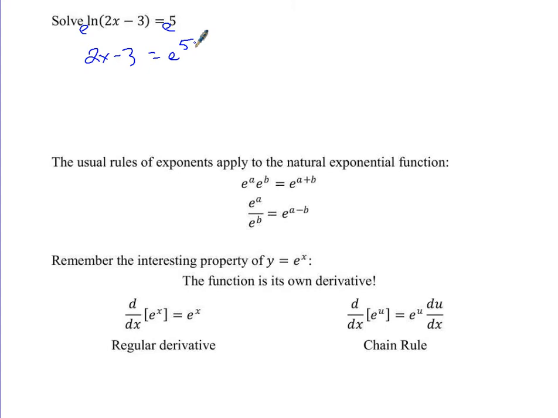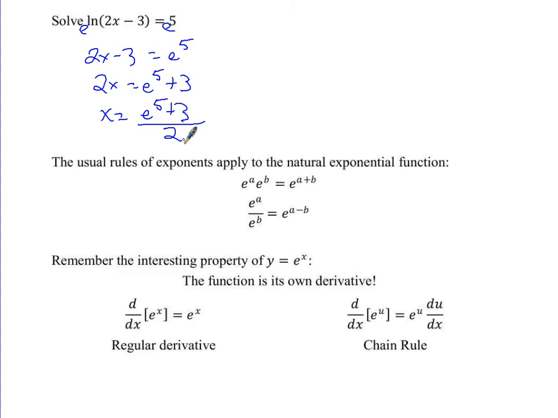Okay, just solve for x now. So I add 3 to both sides. 2x equals e to the 5th plus 3. Divide both sides by 2, and I get x equals e to the 5th plus 3 divided by 2. That'd be the exact answer.